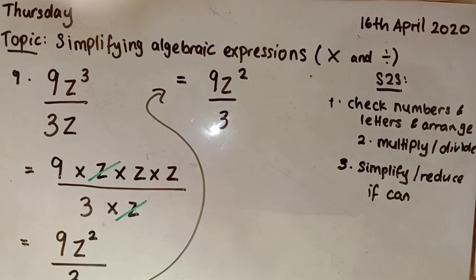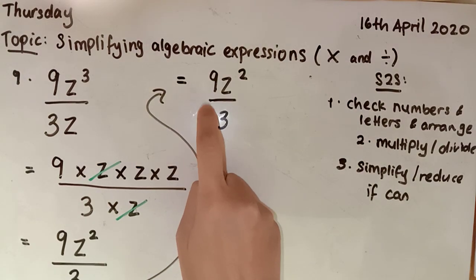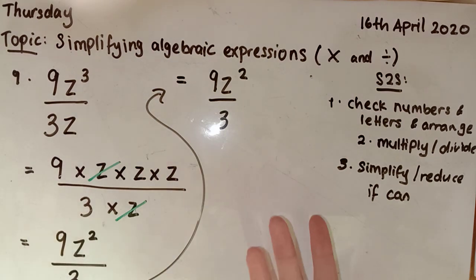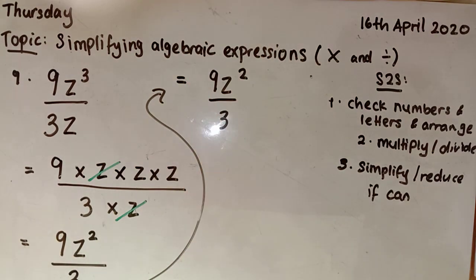Now I have a question for all of you. Can you reduce this? 9 and 3. Can or not? If can, then try it. If not, are you sure you cannot reduce this? Okay? So, that's the end of my explanation to you today.